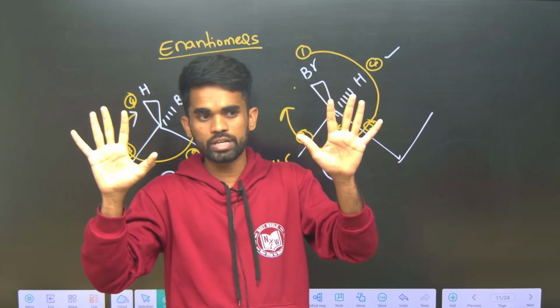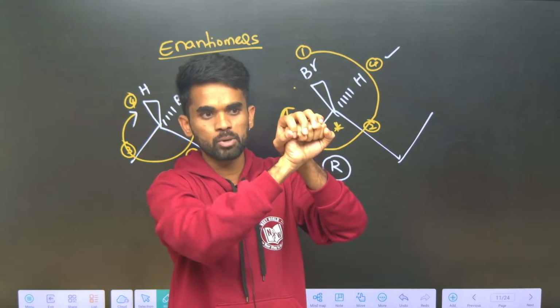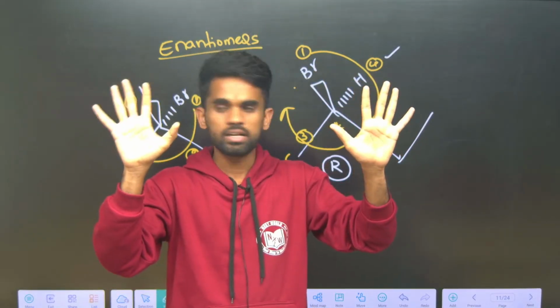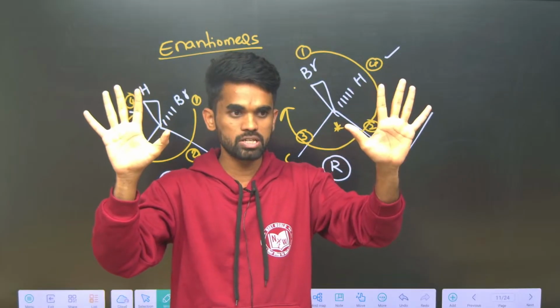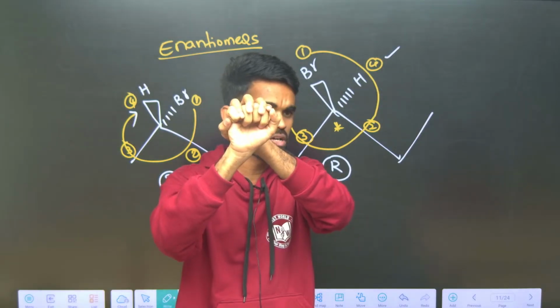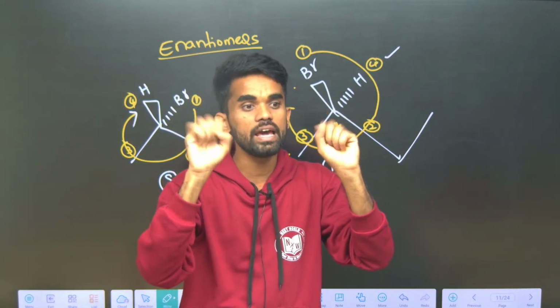So right hand you take, keep it on left hand, they are not superimposing now. So these are mirror images. If I insert a mirror here, these are the real image and the mirror image. So keep your real image and your mirror image, they won't superimpose now. So these two isomers are now called enantiomers.